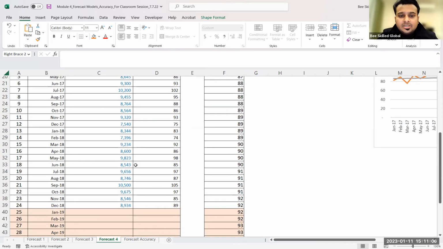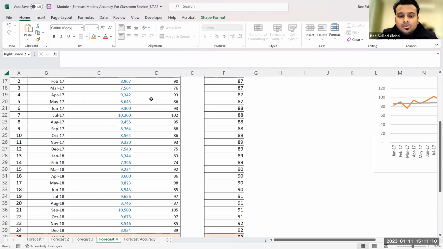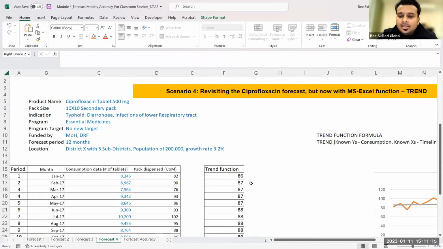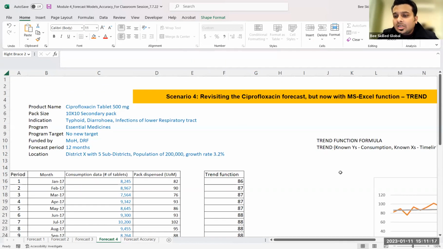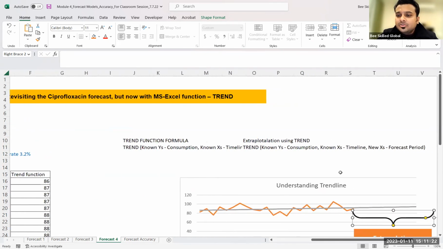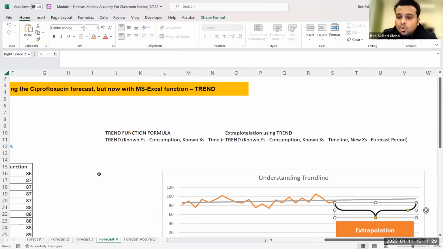So first is very simple. We just plot everything just like previously. Month by month, we have the data written down. Then we will use the trend function of Microsoft Excel. The trend function works like this. First, we will prepare the trend of the known timeline. The known timeline is January 2017 to December 2018.